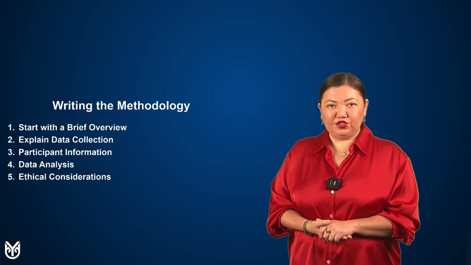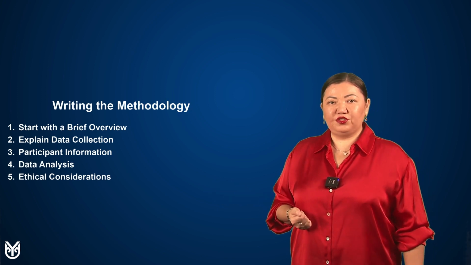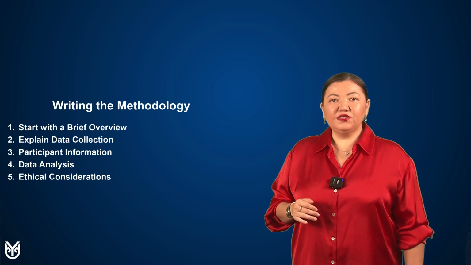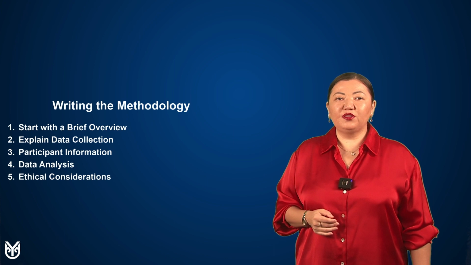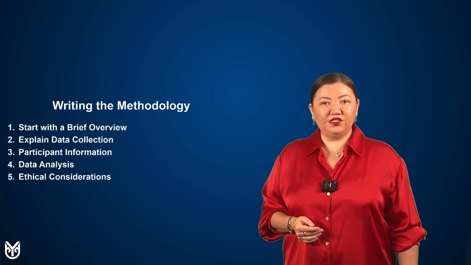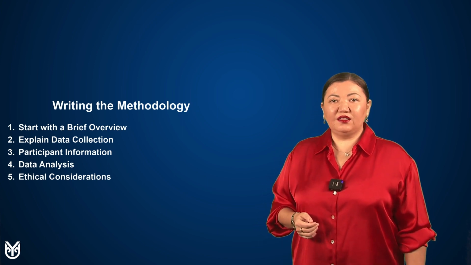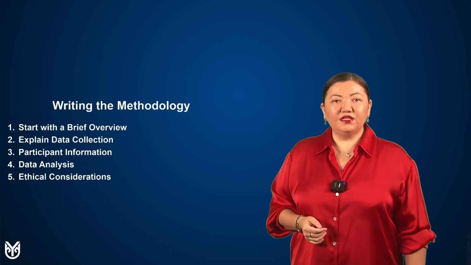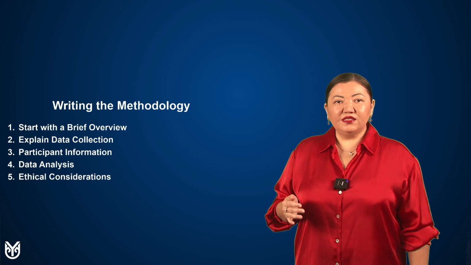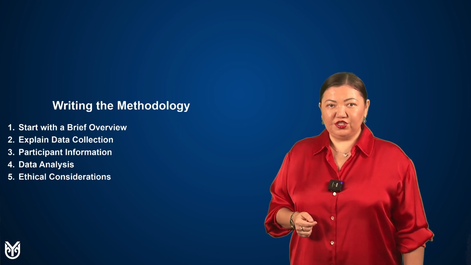Writing the methodology. Here's a structured approach to writing your methodology. Number one, start with a brief overview. Begin with a concise introduction to the methodology section, outlining its purpose and the research design you have chosen. Number two, explain data collection. Detail the methods and tools you used to gather data. Discuss any pilot testing or calibration procedures.